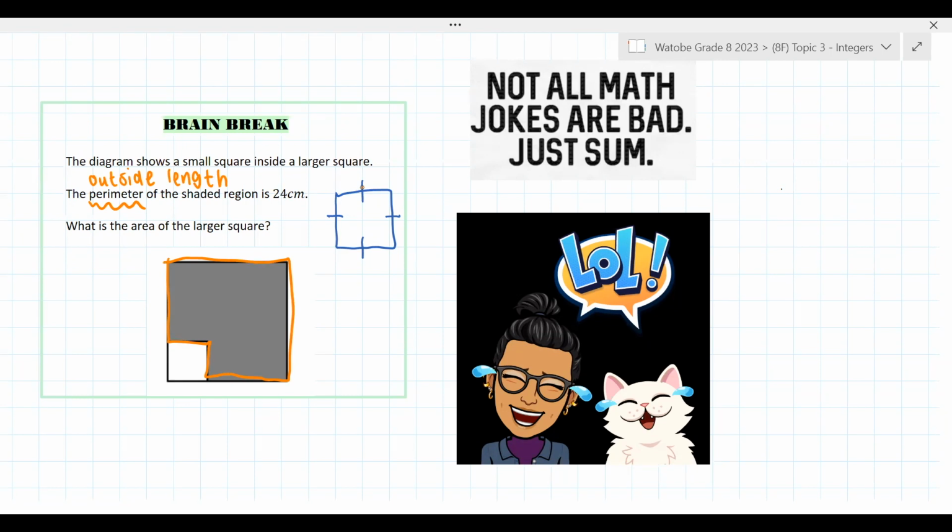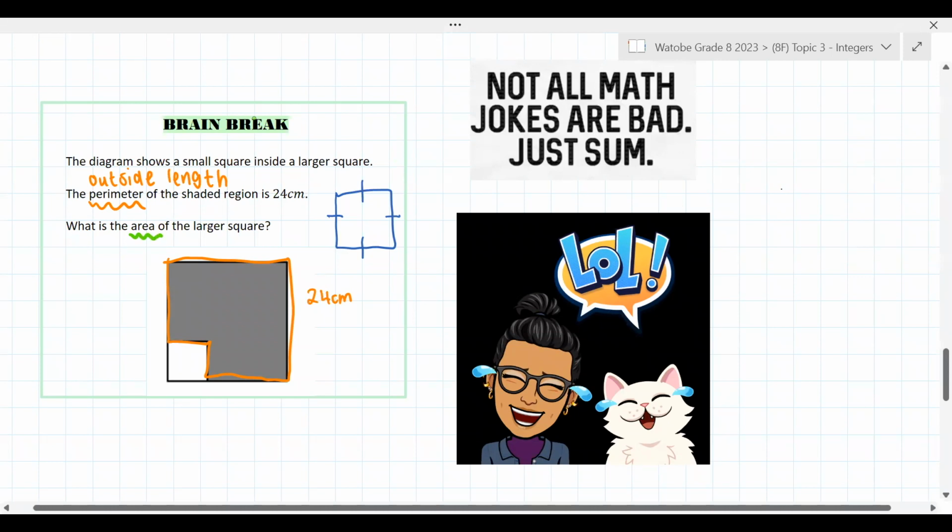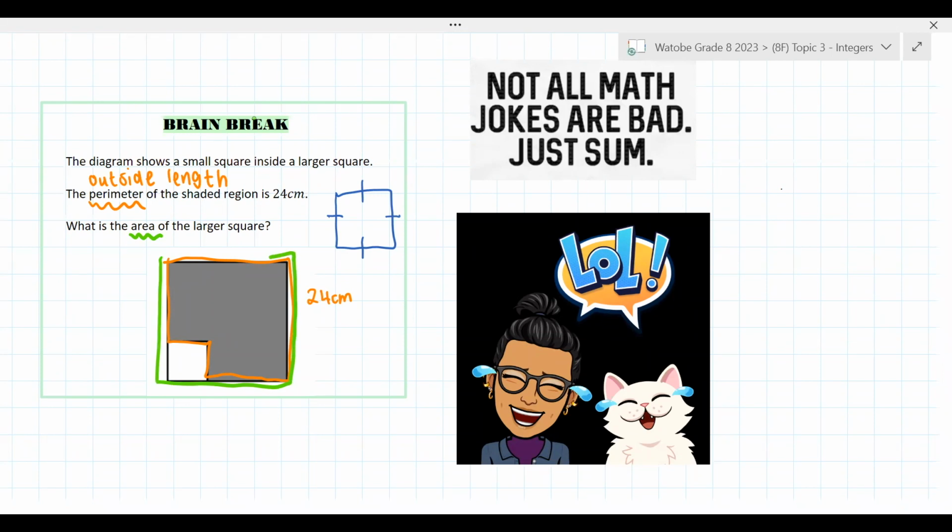And I'm telling you that the outside length, so along that orange line, is 24 centimeters. My question is, what is the area of the largest square? So the largest square being this one, now I'm doing in green. And remember, guys, the area of a square is taken by saying side times side, or you can say length times breadth. It doesn't really matter, but by multiplying 2 sides together.